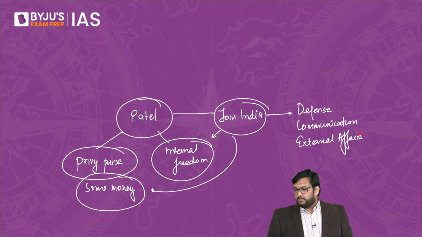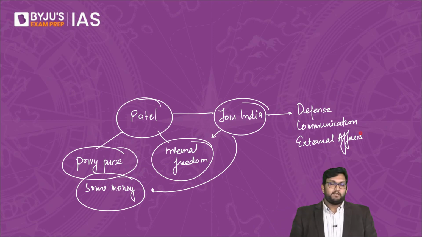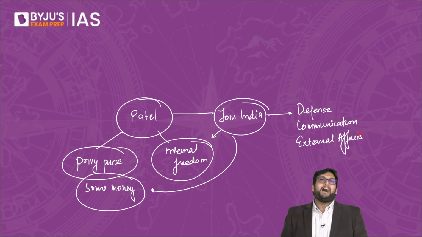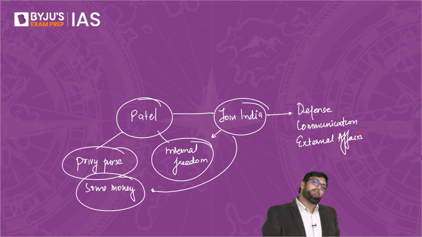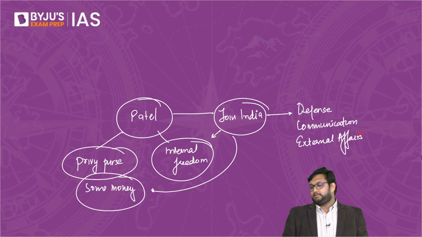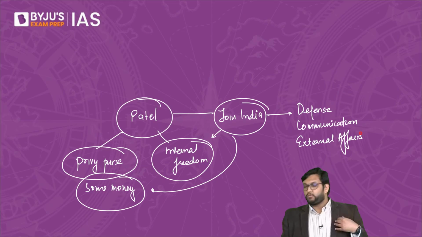It's basically Patel giving them a lollipop, that you know how you were under the British. We are also going to keep you like the British. We will give you internal freedom. You take the money, you buy a horse, you ride the horse, we don't care. But defense, communication, and external affairs, you give it to me.